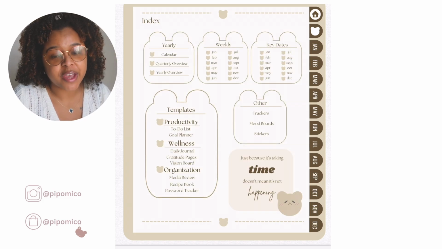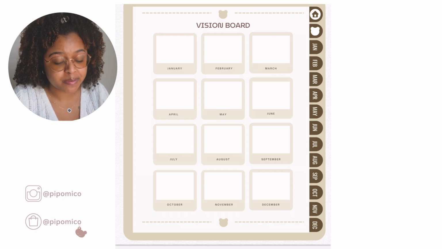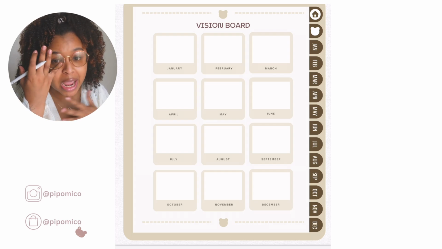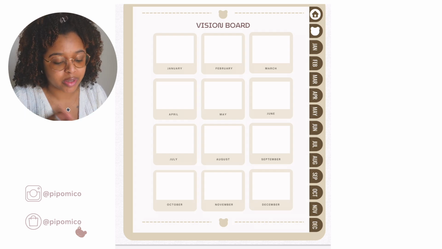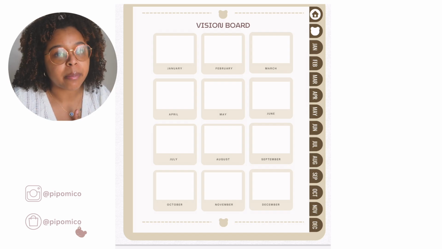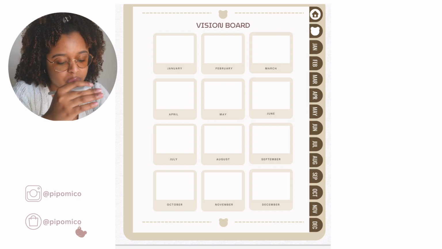I do also have a vision board. Now this vision board is by month, so what I plan to do is maybe make a small collage of images in something like Canva and then import it into here on my vision board for that month and then place it into its respective spot.